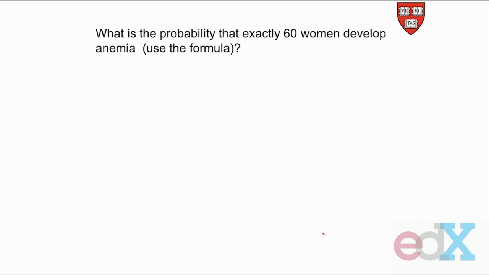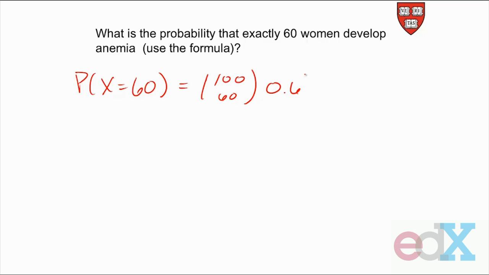All right, so moving on, now we want to do some probability calculations. First, we want to know the probability that exactly 60 women develop anemia. The probability that x is equal to 60, using the binomial formula, is equal to 100 choose 60 times p, which is 0.6, raised to the 60, times 1 minus p raised to the 100 minus 60. If you try to plug that into a calculator, there's a good chance that your calculator is going to be very unhappy because this is a really, really big number.